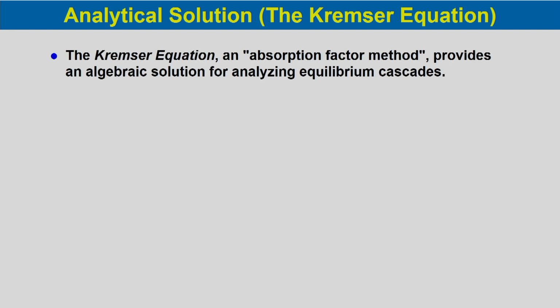The Kremser equation is an absorption factor method. It provides an algebraic solution for analyzing equilibrium cascades. So, when we have a stage wise contact of the gas and liquids, we call this a cascade arrangement, and in most of the cases it is very difficult to obtain the analytical solutions, but the Kremser equation is one such method where we can apply algebraic equations to analyze the equilibrium cascade.